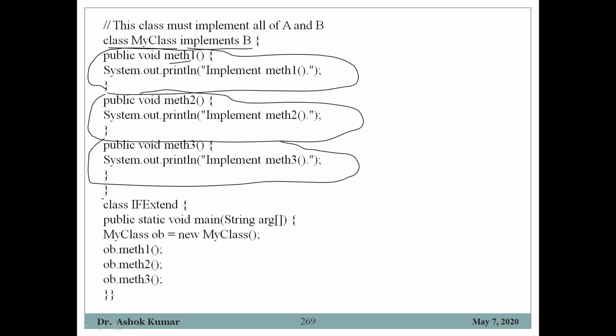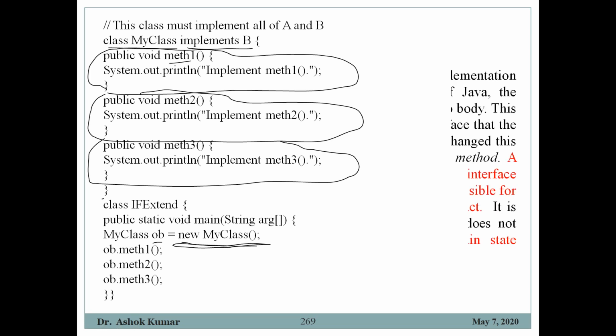To use this class, my class, we have to create the object. So we are creating the object over here, and we are assigning a reference OB to this object that is also of my class. Then with this we are calling math1, math2, and math3. So you will get implement math1, implement math2, implement math3. So this is the case. I think you get it, because this is a very easy concept.